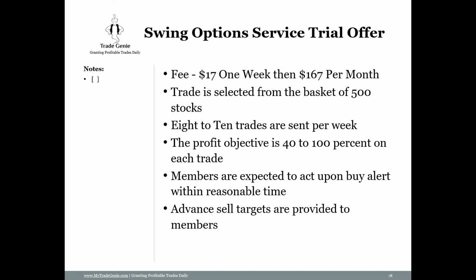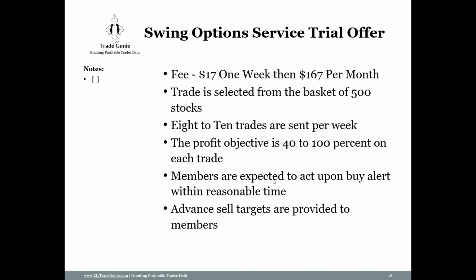And the objective is 40 to 100% gain. I showed you, so on average, we make 50% gain. And our loss is from 50 to 65%, but on average, it's 52% loss.